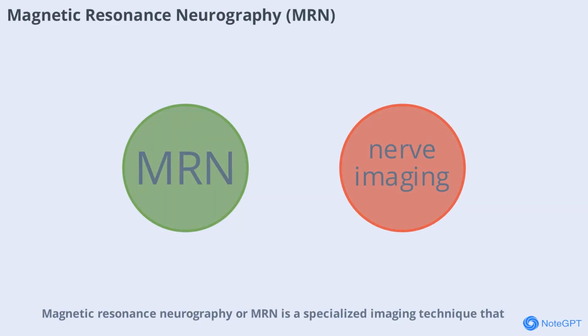Magnetic resonance neurography, or MRN, is a specialized imaging technique that highlights nerve signal abnormalities and structural changes. Unlike standard MRI, MRN can directly visualize nerve inflammation and swelling, making it particularly valuable for detecting nerve entrapments like piriformis syndrome. Case studies show that MRN findings often correlate with clinical symptoms and can be used to monitor treatment response, such as after botulinum toxin injections.